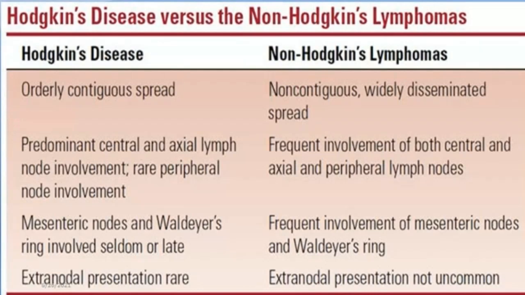I'll take an example. A patient comes with breast lymphoma. What do you think, Hodgkin or non-Hodgkin? The breast, is it a lymph node or extranodal lymphoid tissue? Extranodal. This is the rule: I should think most likely of non-Hodgkin lymphoma and rarely consider Hodgkin lymphoma. The same applies to the thyroid gland, the GIT system, lung tissue, and skin. All of these are extranodal lymphoid tissue. Whenever they are involved, I have to think this is non-Hodgkin.